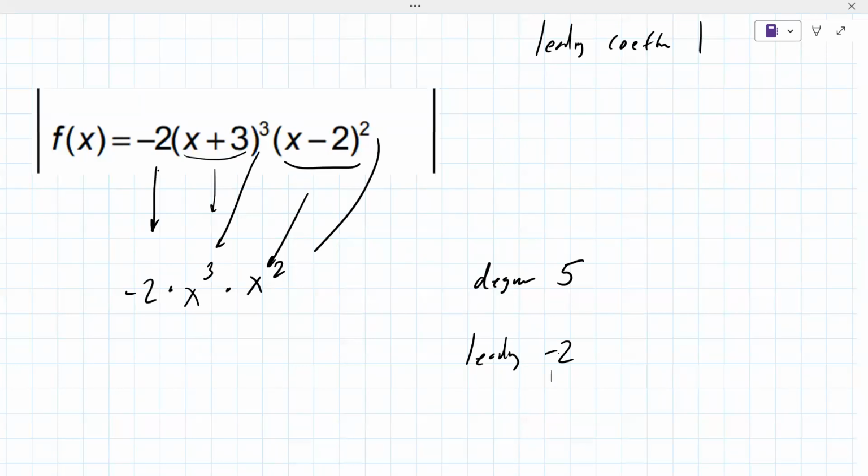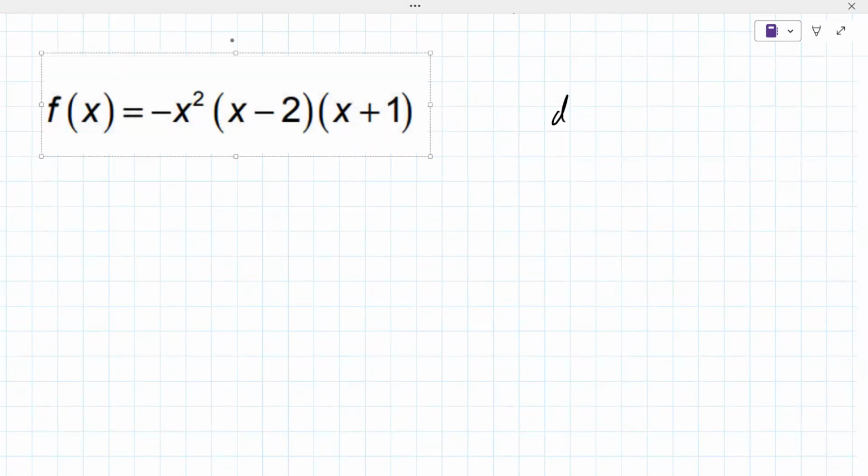Trying to find a few more. This isn't exactly what I want, but let me have you try this one here. All right, so see if you can find the degree and the leading coefficient for this one. So it would be 4 as a degree. And would it just be -1? Yes, very good.